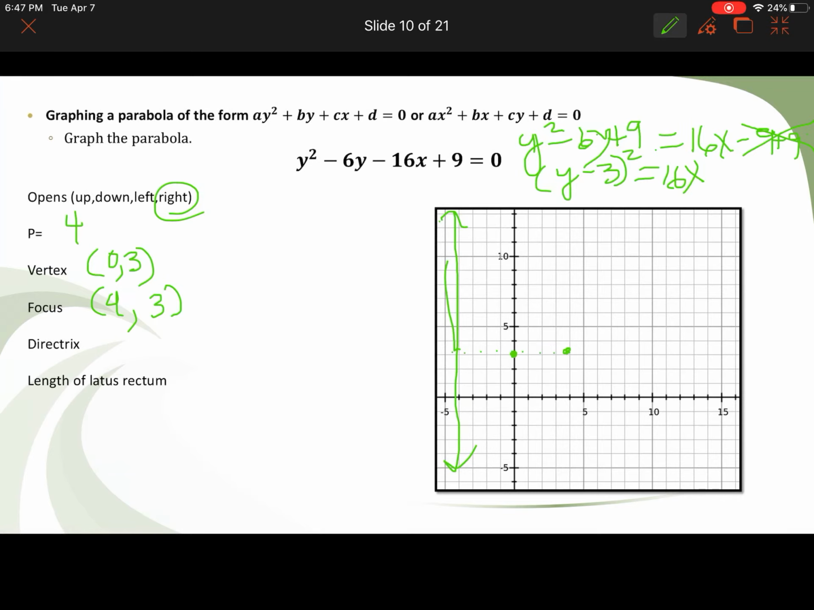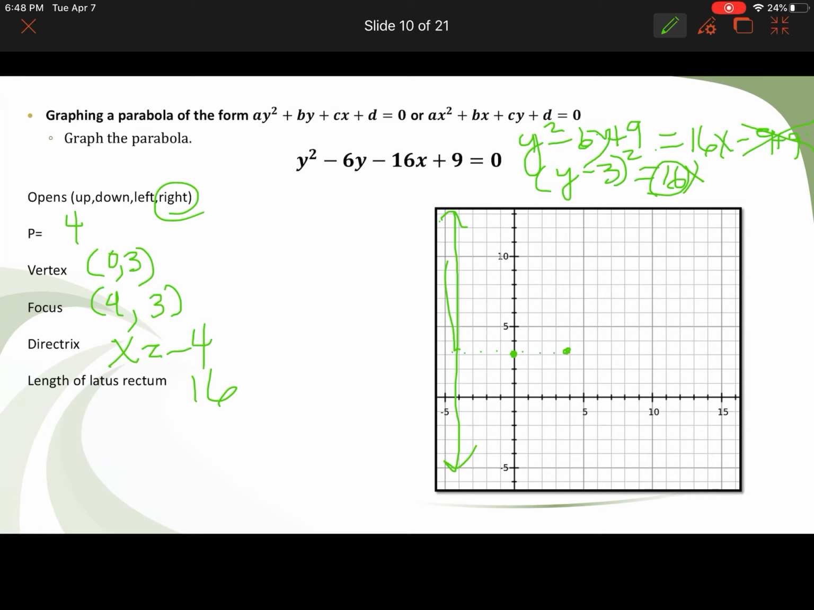So that will be the line. It's a vertical line, x equals -4. The length of the latus rectum is that 4p number right there, so that's 16. So I'm going to split that in half, and it's 8, so I'm going to do 8 on either side, right?